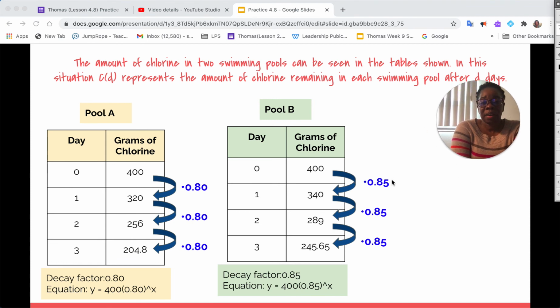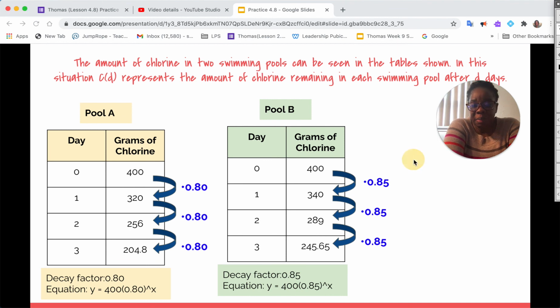So what that therefore means is, the other question we were asked is, which of the swimming pools has this smaller remaining value of chlorine in the water after D days? Well, the smaller value is 0.80. 0.80 is smaller than 0.85. Think about it as cents, 80 cents, 85 cents. So which is smaller, 0.80.